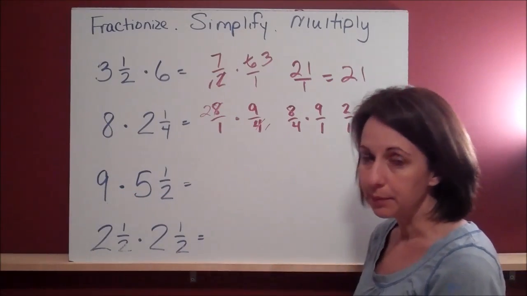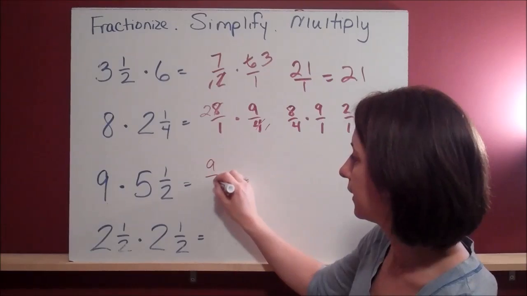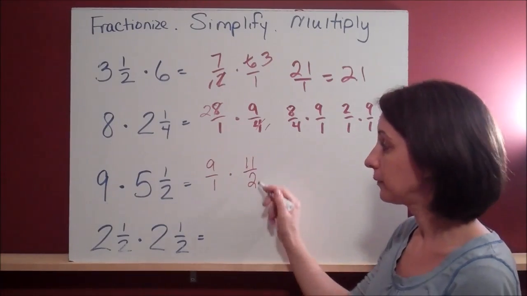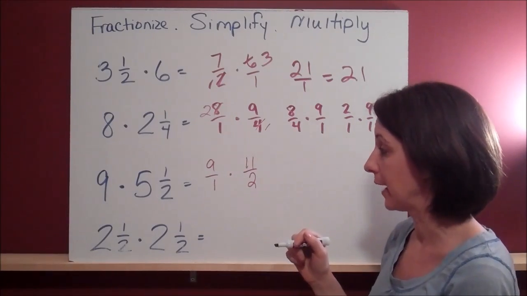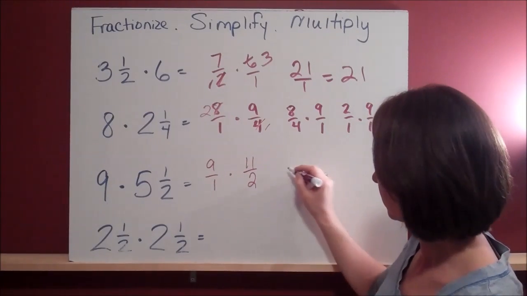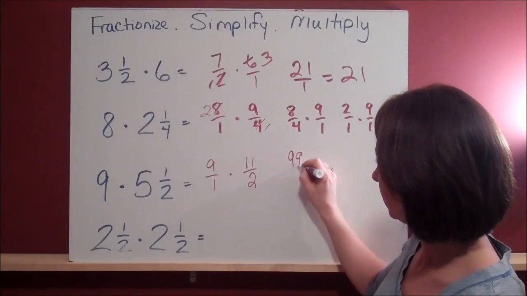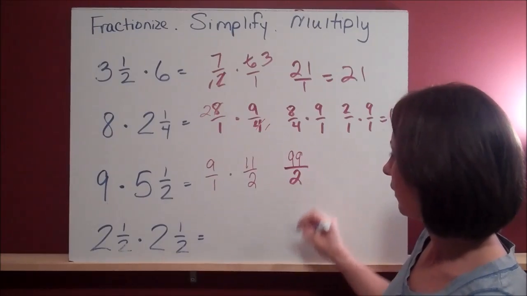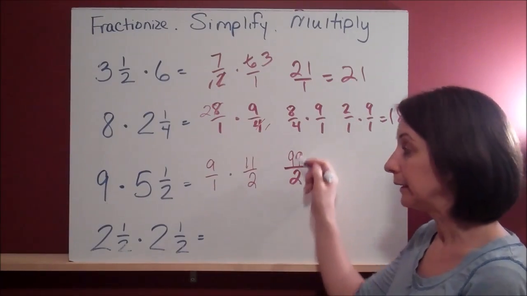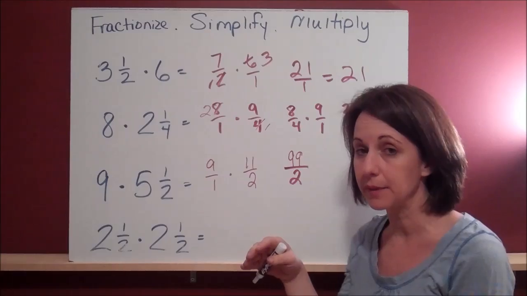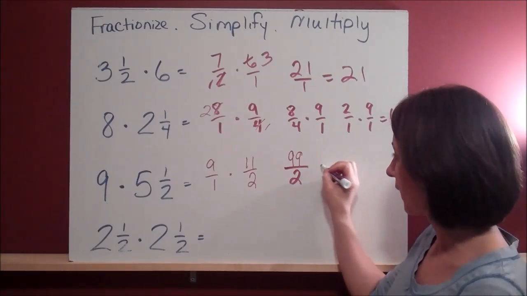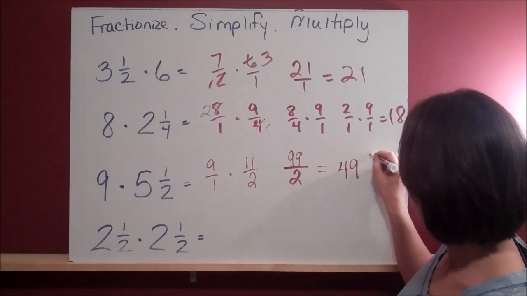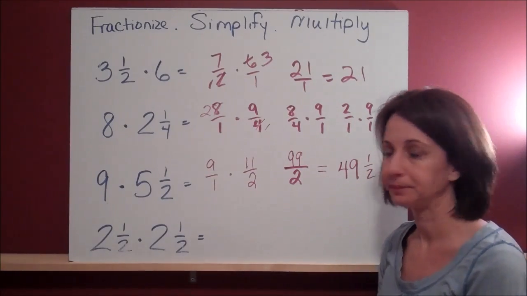Fractionize, simplify, multiply. 9/1 times 11/2. There is nothing here to simplify, so I'm going to multiply. 9 times 11 is 99, and 1 times 2, well, that's 2. And I can leave it like this because it's not a combination of a whole number and a fraction, but if I wanted to divide it, well, that would give me 49 1/2.